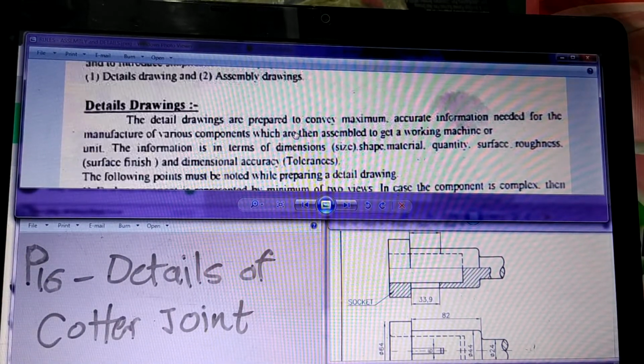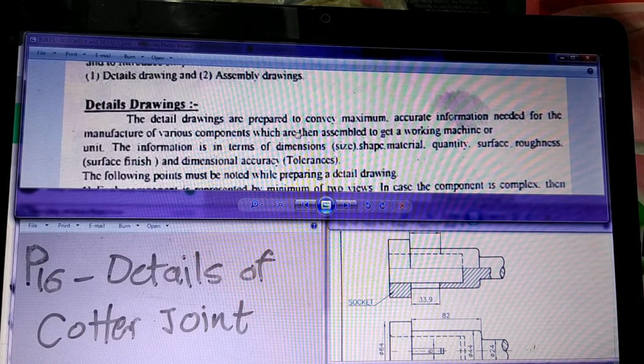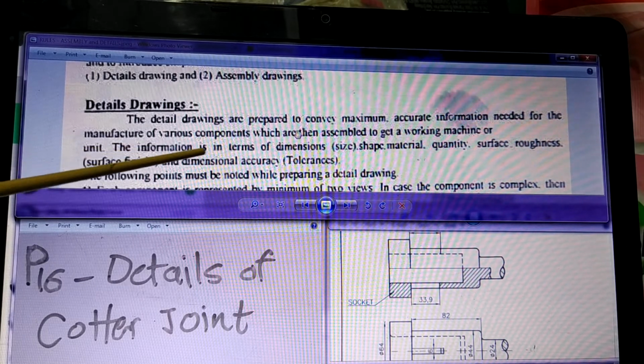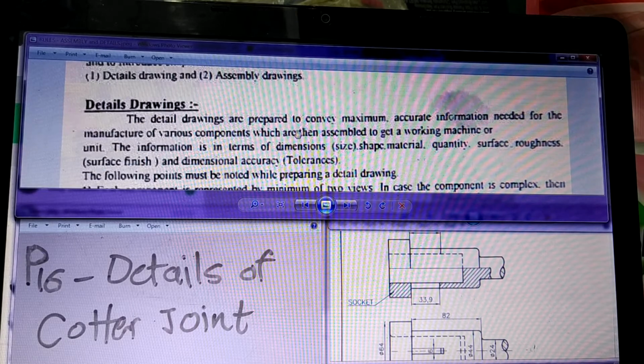So what are the rules for the detailed drawings? As you see here, the detailed drawings are prepared to convey maximum accurate information needed for the manufacture of various components. Remember, when we are drawing the detailed drawings, our main objective is that somebody is going to refer to the drawing of that part and make that part. So all the information which the person requires for making the part needs to be provided in the drawing.